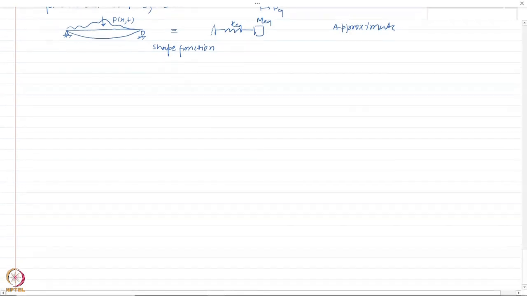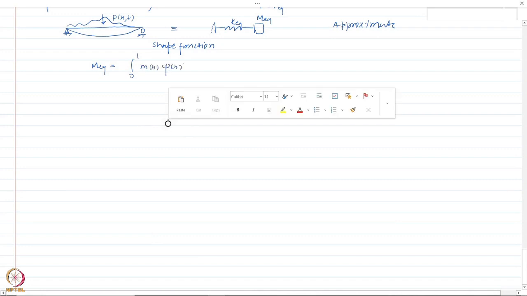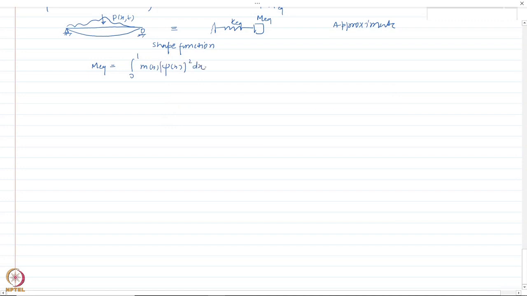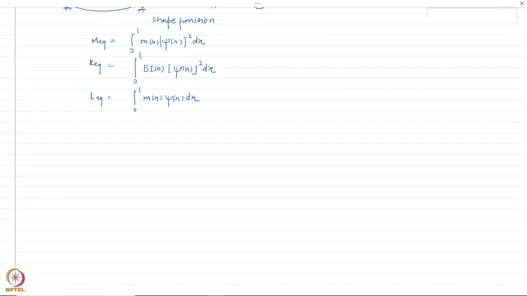The expression that we derived for M equivalent was, let me just write it down, the integral of m(x) times phi(x) squared dx, integrated over the whole length of the structural element. Similarly, the K equivalent expression we derived as EI(x), the flexural rigidity, times the double differentiation of the shape function, squared, integrated again over the whole length. Then we also defined the expression for L equivalent, which is the integral from 0 to L of m(x) phi(x) dx.